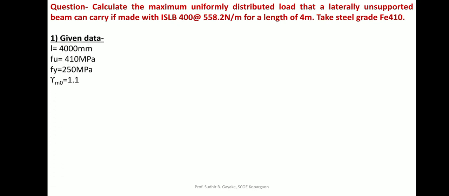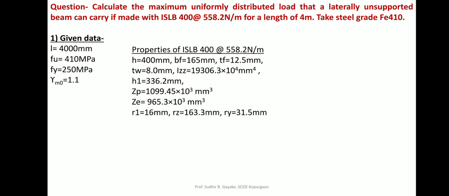So the given data is length, ultimate strength Fu, yield strength Fy, and gamma m0. These are the details of your cross section from the steel table and Annexure H of IS 800: depth, width of flange, thickness of web, moment of inertia about major axis, h1 value, plastic section modulus, elastic section modulus, r1 value, radius of gyration about the z side and radius of gyration about the y side. These calculations are required as both radius of gyration values are needed. If you consider plastic section modulus about the z side, go with calculating your rz value. If you consider plastic section modulus about the y side, you go with 31.5.